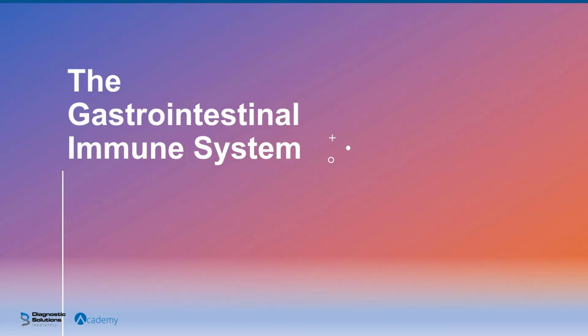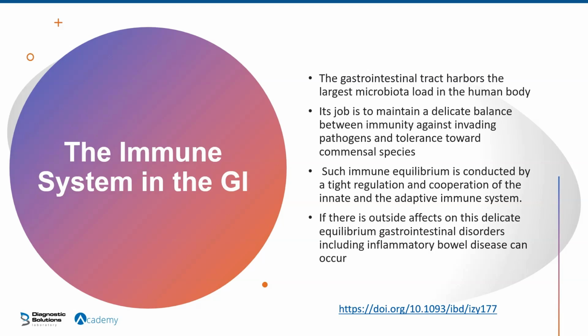Let's start this conversation with a reminder about the gastrointestinal immune system. The human GI tract harbors the largest amount of bacteria or microbiota in the entire body. The job of the immune system in the GI tract is to maintain that very delicate balance between protecting the human against invading pathogens, but also tolerating the commensal species. With that immune equilibrium, it's really a very tight regulation, and there needs to be a lot of cooperation between the innate and the adaptive immune system. If there's an outside effect on that equilibrium, then you end up with digestive disorders like inflammatory bowel disease as one example.